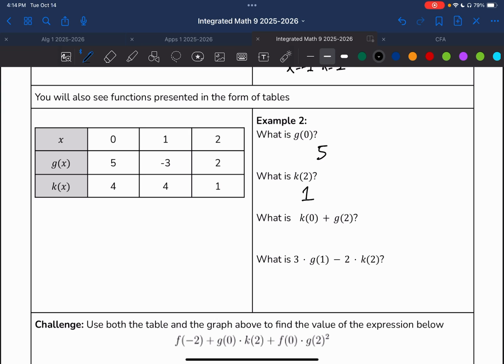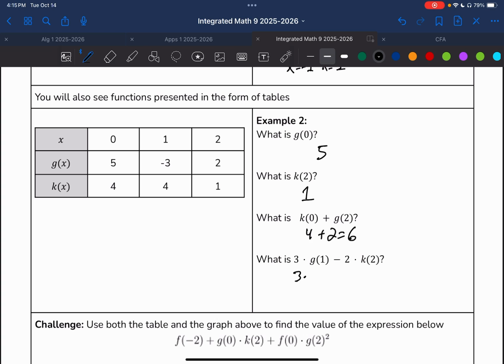Now k of 0 plus g of 2, so now we're looking at the opposite, right? Before we had g of 0 and k of 2. Now we're looking at k of 0, so here's our function, here's k of 0, which is 4, plus g of 2. Here is g of 2, because here's 2, and then g of 2 is 2. So the sum of those is going to be 6.